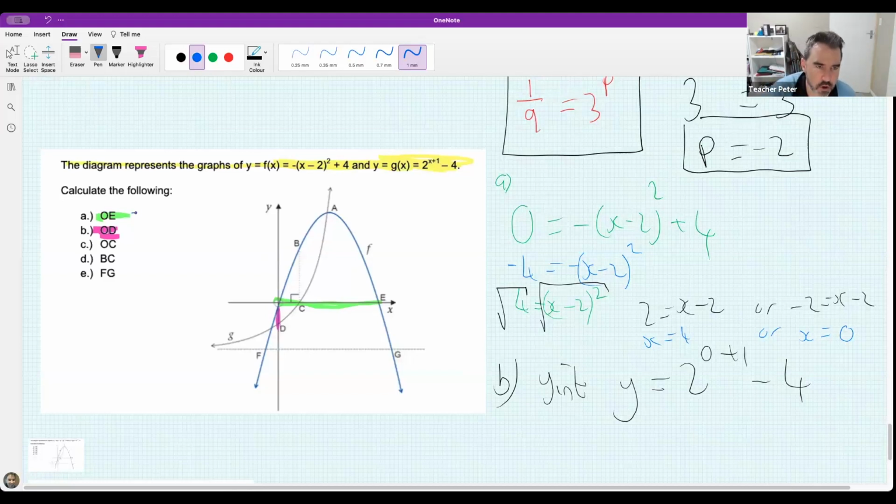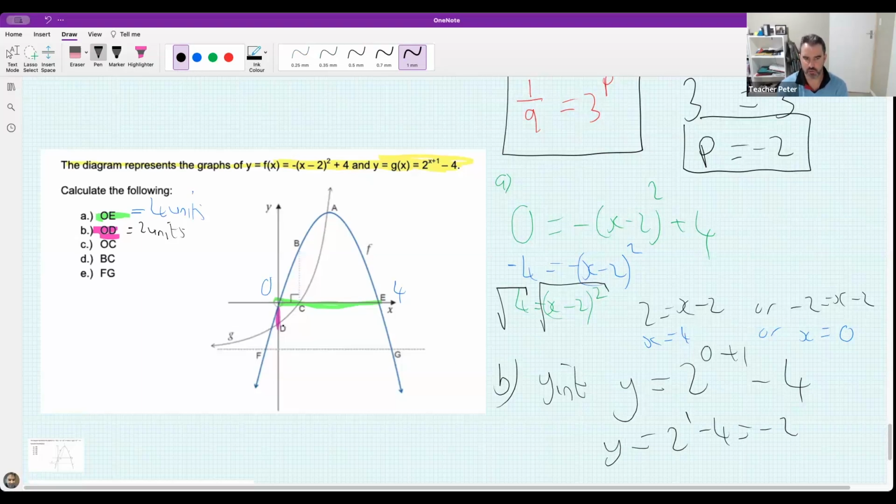What do you think the length of OE is, based on that calculation that I've just done? Yeah, it has to be 4, because this is the 0, this is the 4, so it's 4 units. And OD is going to be very similar. It's just going to be the 0 there, but that's going to be 2 minus 4, so that's minus 2. Now, when we express distance, there's actually no negative, so this would also just be 2 units. Even though it's minus 2 is where it cuts, OD would be 2 units.